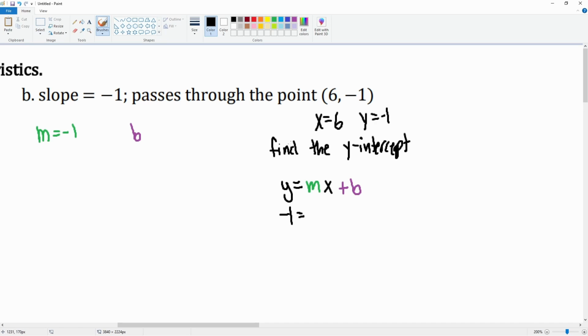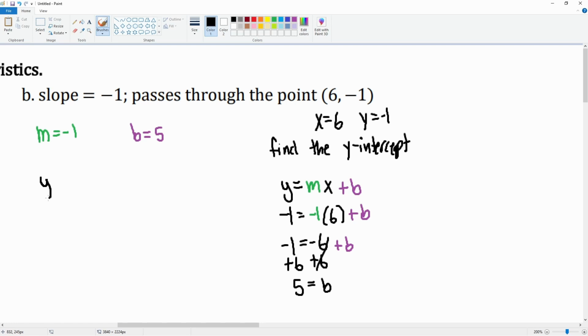Y is -1. M we have as -1. The x here, which is 6. And then we add the y-intercept, which is just b. Let's simplify this. -1 times 6, which is -6. The left side is still -1. Then we add the y-intercept of plus b. How do we get the b alone? Well, we have a -6, so let's add 6 to both sides. This cancels, leaving you with 5 is equal to b. That is the y-intercept. B is equal to 5.